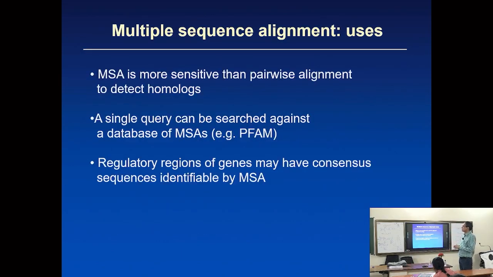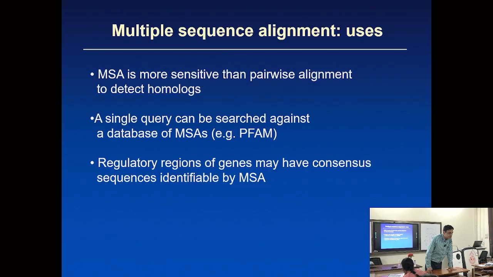So we will see actually multiple sequence alignment is more sensitive than pairwise alignment in detecting homologs. Why is it so? Multiple sequence alignment is more sensitive than pairwise alignment in detecting homologs. Why is it so? Okay, very good. Anything else you want to add? Which one? Input is more. Okay. Anything else?